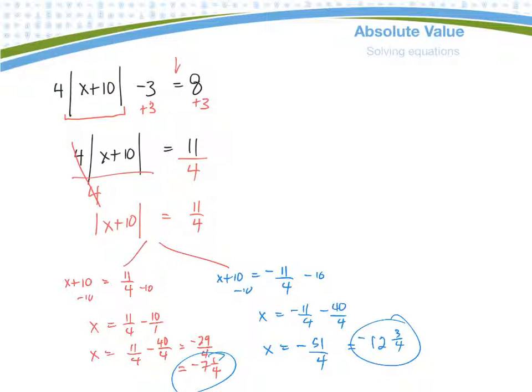Okay, hopefully that helps you with solving an absolute value equation. Very important thing first is to isolate just the absolute value. So get that thing all by itself, and then split it into 2 equations where what's underneath there comes out, and it's equal to either a positive 11 quarters or a negative 11 quarters.